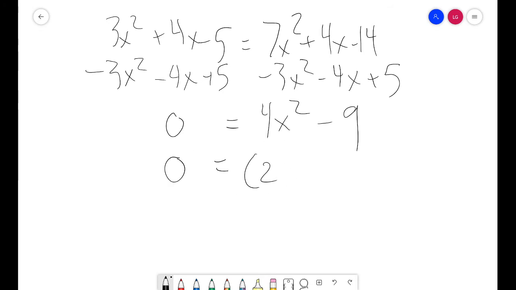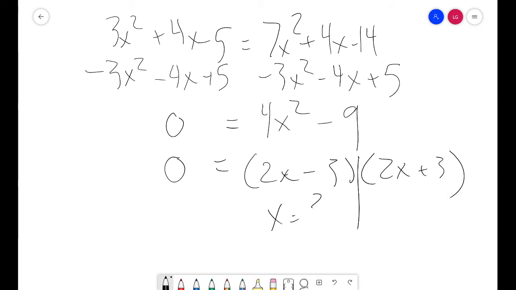Via factoring, it's the difference between two squares. There you have it. And you can check that it does, when you plug in 1.5 to this and this for x, they spit out the same number. That is the task. This is the answer right there. X equals 3/2, x equals -3/2.